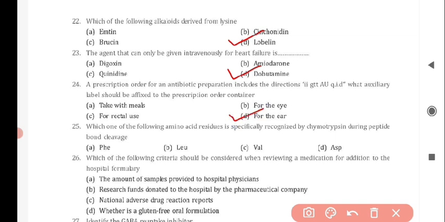Next question is which one of the following amino acid residues is specifically recognized by chymotrypsin during peptide bond cleavage? And the correct answer is option A, phenylalanine. Next question is which of the following criteria should be considered when reviewing a medication for addition to the hospital formulary? And the correct answer is option C, that is National Adverse Drug Reaction Reports.